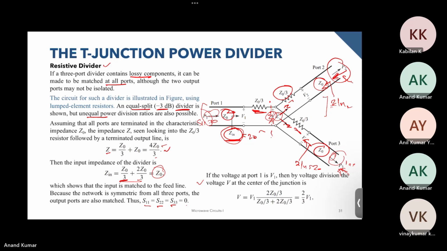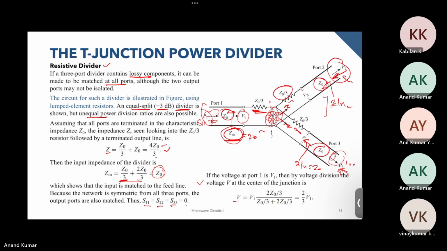Okay, so we are using this voltage division at the junction, and we are calculating the voltage V over here. Once we have this, we're sending V1 over here, and we're calculating V over here, and this turns out to be 2 by 3 V1. So this is pretty straightforward. Here we have Z equals 4 Z naught by 3 over here.